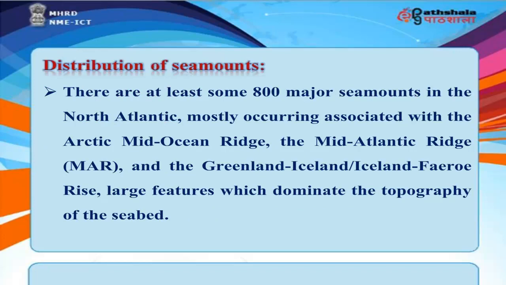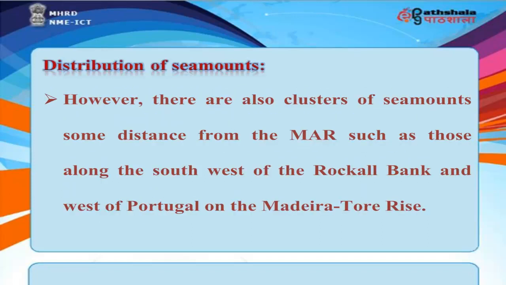Distribution of seamounts. There are at least some 800 major seamounts in the North Atlantic, mostly occurring associated with the Arctic mid-ocean ridge, the Mid-Atlantic Ridge MAR, and the Greenland Iceland Faroe Rise, large features which dominate the topography of the seabed. However, there are also clusters of seamounts some distance from the MAR, such as those along the southwest of the Rockall Bank and west of Portugal on the Madeira Torre Rise.